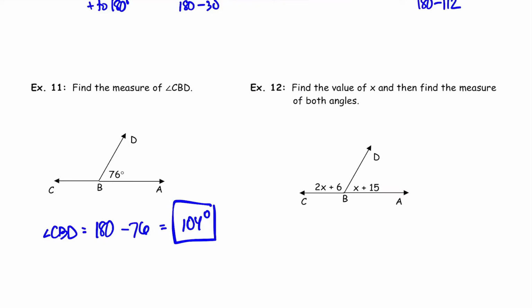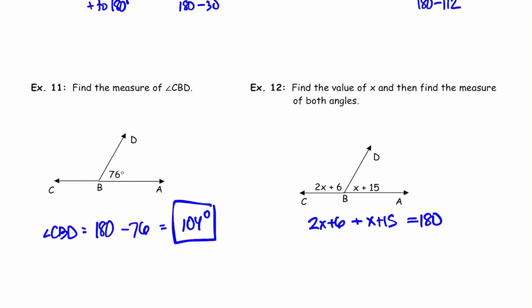And finally, the last example, we're going to increase the level of difficulty with the algebra here. This angle plus this angle has to add to 180, because again, anytime you recognize a straight line, that's 180 degrees. So this equation will be 2x plus 6 plus x plus 15 equals 180.